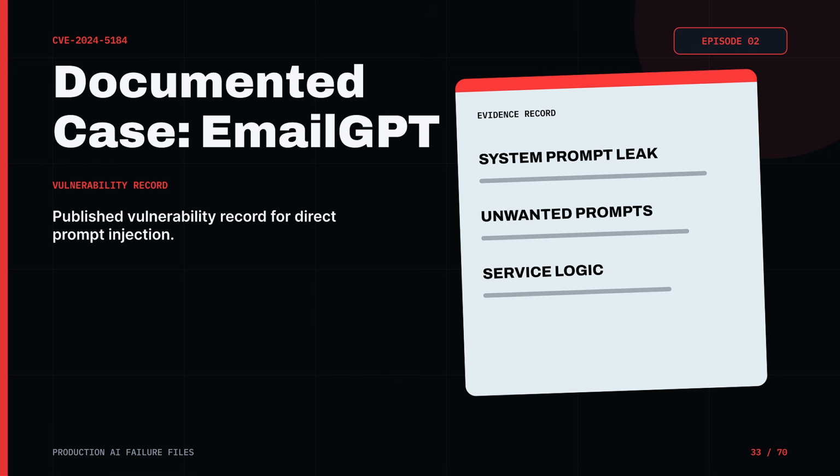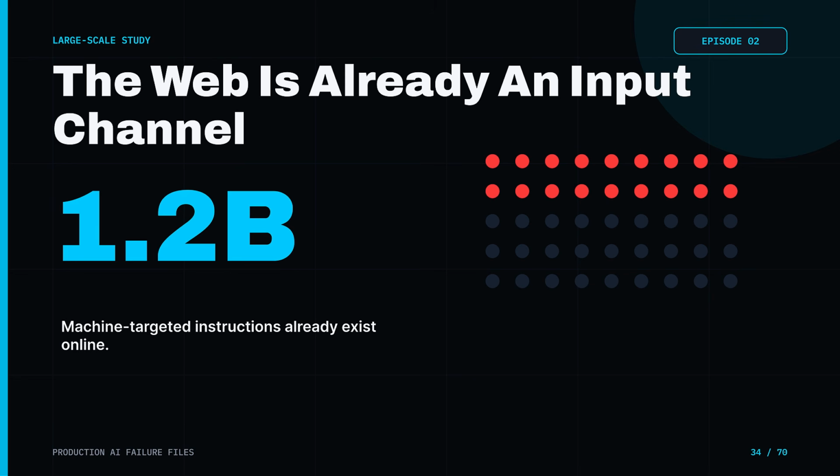Prompt injection has also appeared in a published vulnerability record. The email GPT service received a CVE for a direct prompt injection flaw that could expose hard-coded system prompts or make the service execute unwanted prompts. That case matters because it moves the issue from demonstrations into ordinary vulnerability management, and the delivery surface is growing.